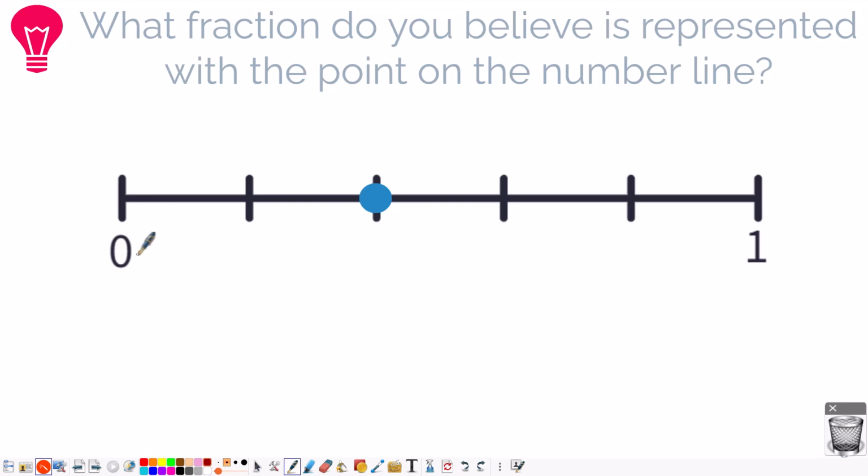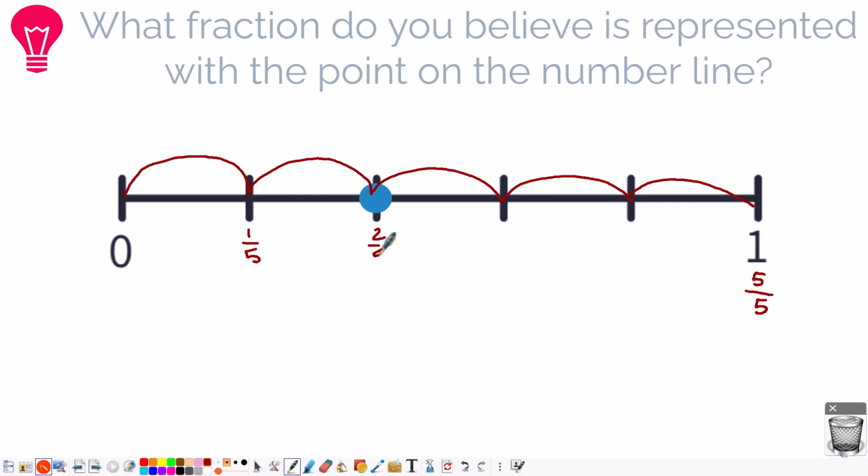and we can say it's between 0 and 1, so it starts at 0, ends at 1, and then let's count the spaces. Here's 1, 2, 3, 4, and 5. So this number line is counting by fifths, and so this is 1/5 and 2/5, 3/5, and 4/5. And so this spot here that's plotted is 2/5.